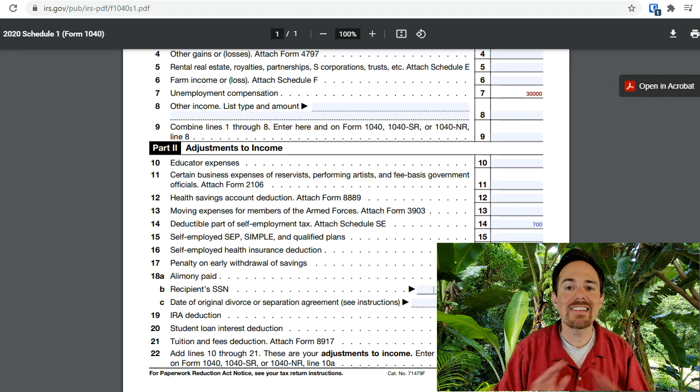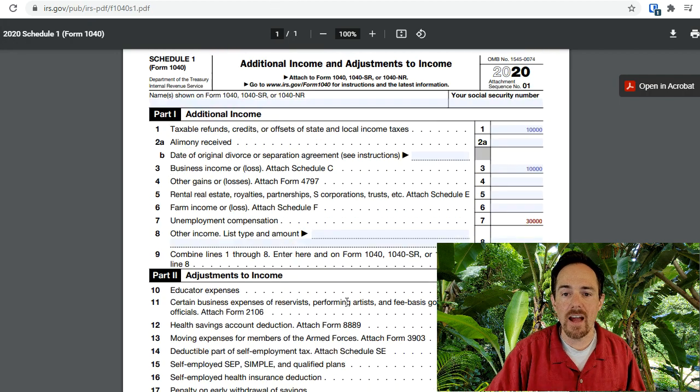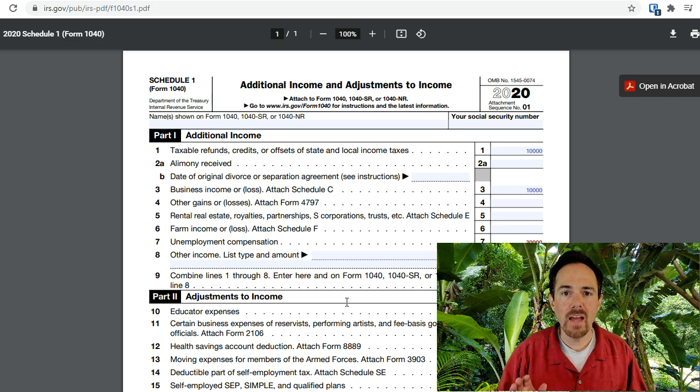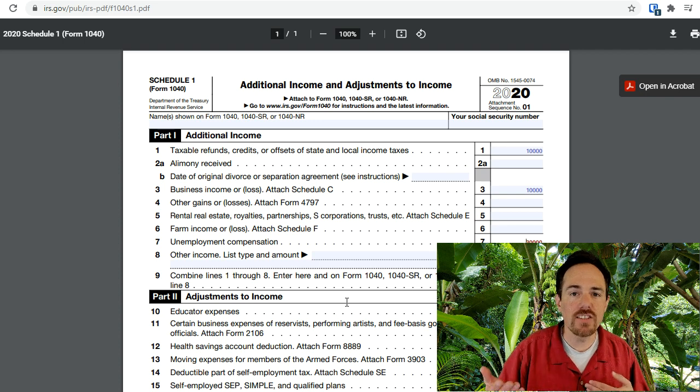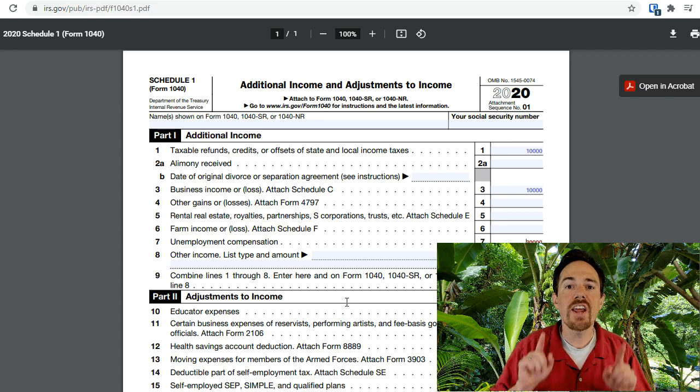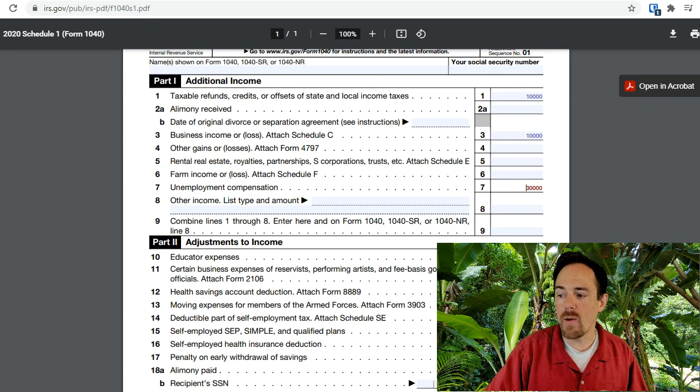Now we have the exact same Schedule 1. I haven't changed a thing. I didn't even scroll back up yet. Again, we're at $100,999 of income. We have $10,000 of taxable refunds, $10,000 of business income, which now puts us at $120,999 of income. And now we have to add the full $30,000 of unemployment compensation to get us to $150,999 of income, exactly $1 less than we were before.